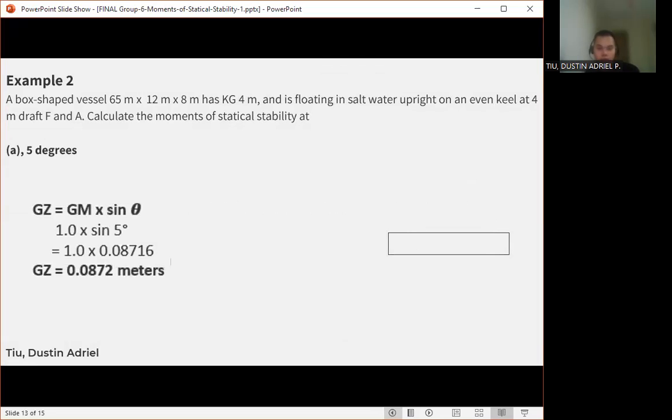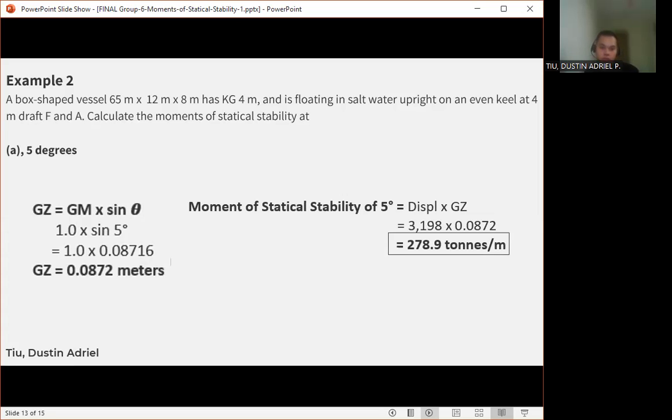Since we already have the value for our displacement, we can now solve for the GZ. The formula for GZ is GM times sine theta if the angle is less than 15 degrees heel. Since we need to find the moment of statical stability at 5 degrees, we can use this formula. GZ equals GM times sine theta, which is the degree angle. Our GM is 1 meter and the angle is 5 degrees. So 1 times sine 5 degrees is equal to 0.0872 meters.